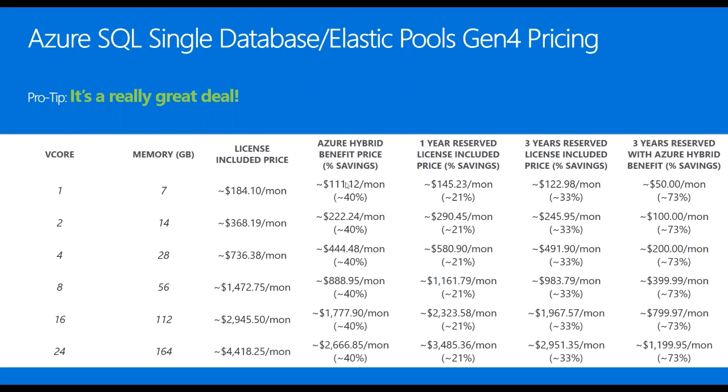So we can see that when we buy a service on Azure, we're paying for the cost of the licensing and the cost of the compute. So when we bring our own license into Azure, we're only paying for that compute. So that same 2 core and 14 gigs of memory database drops from $368 down to $222. It's a 40% reduction by itself.